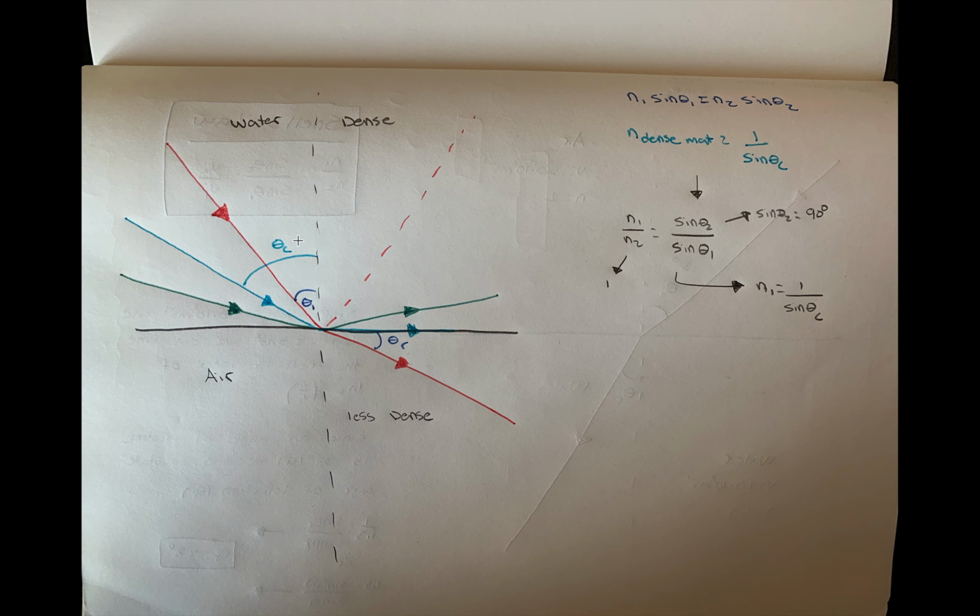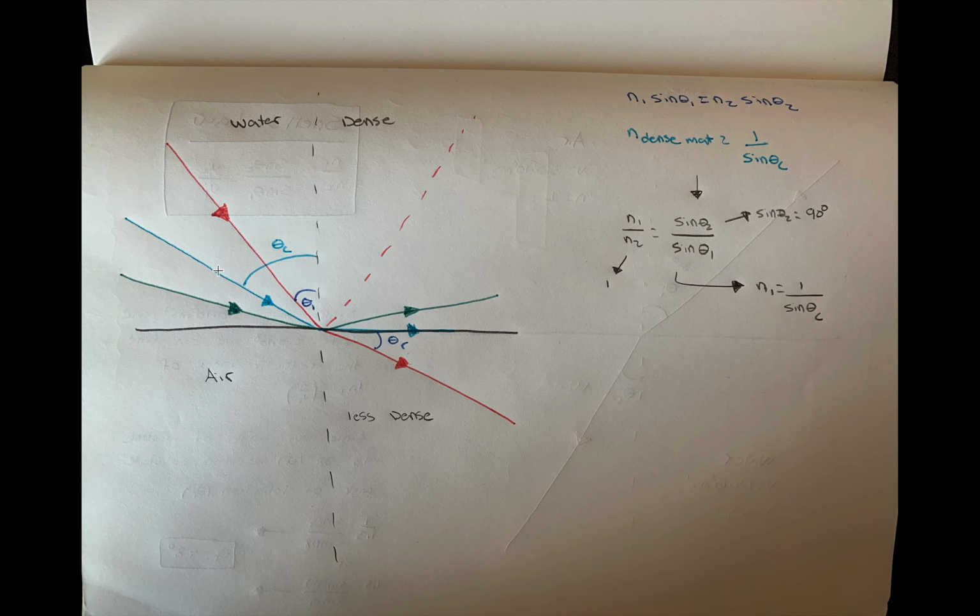Then the critical angle is the angle at which, once you increase the incident angle, there's a point where your refracted angle is 90 degrees, or parallel to the boundary, which is shown right here. This is our critical angle. The critical angle is the angle at which it creates a refracted angle that is parallel to the boundary.